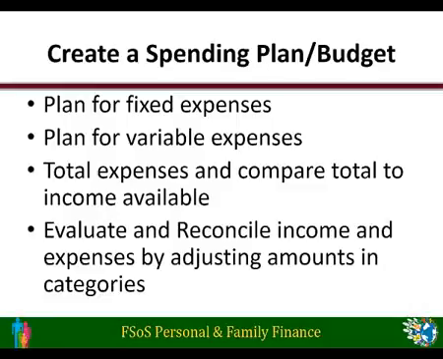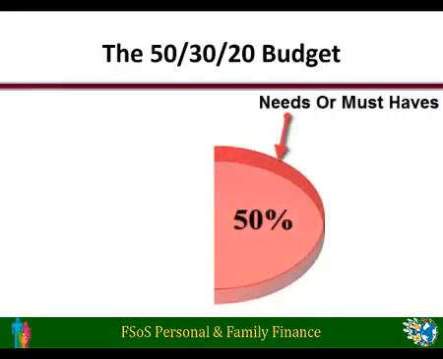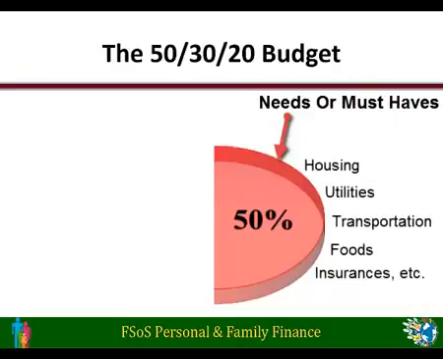when building a budget. Starting with your after-tax income, aim to limit your needs or must-have expenses to 50% of that amount. This would include housing, utilities, transportation, food, insurance, and other expenses like childcare. If it's an expense that can be delayed, such as clothing or entertainment, then it's not really a must-have.